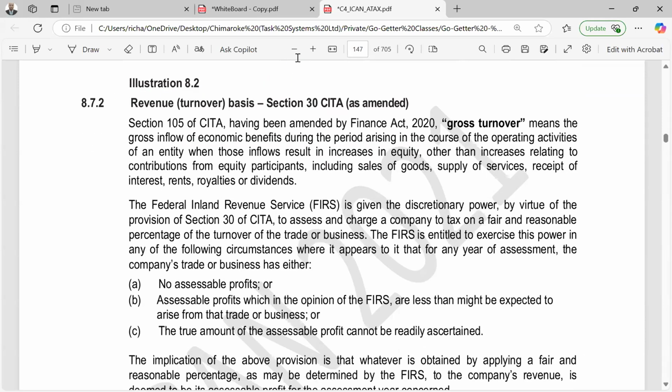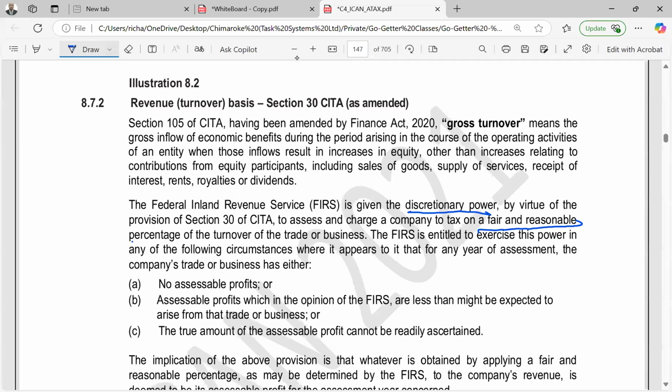Now, sometimes the FIRS is given discretionary powers. So the emphasis is on discretionary power to assess and charge a company to tax on a fair and reasonable percentage of the turnover. So FIRS will say, okay, we are not going to use minimum tax for you. We are going to use revenue basis. And there's a reason why they do that.